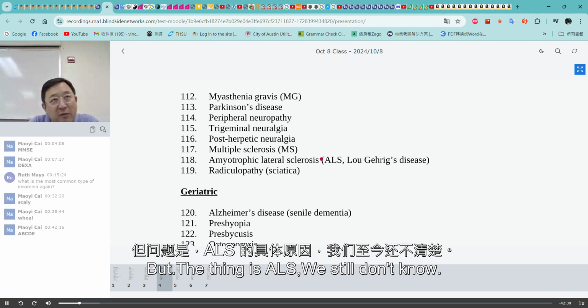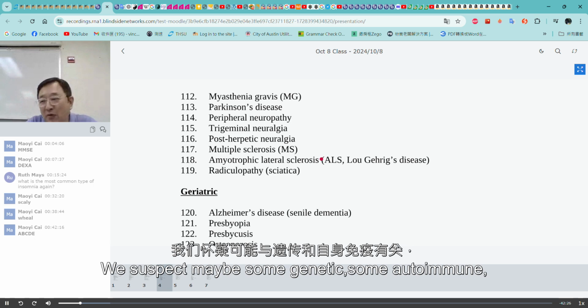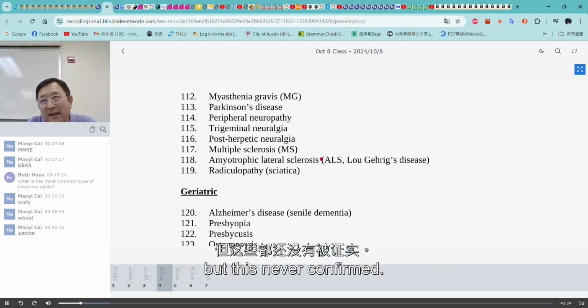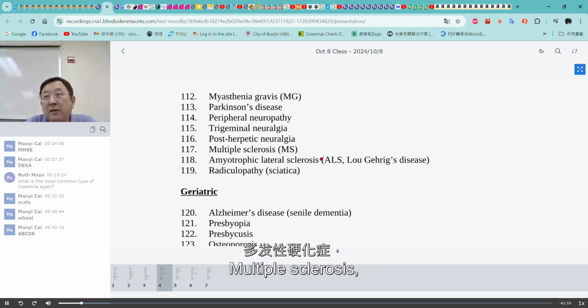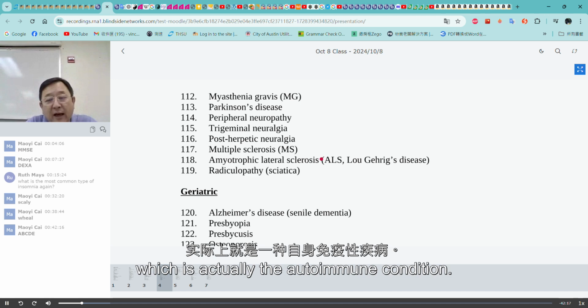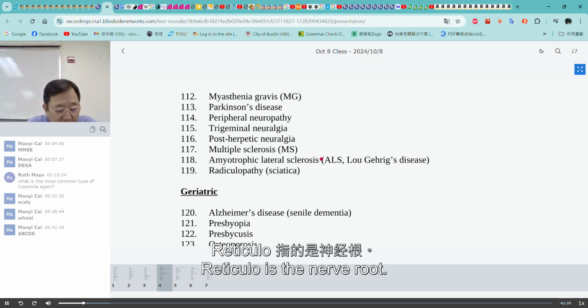But the thing is, with ALS, we still don't know what causes it. We suspect maybe some genetic, some autoimmune, but this was never confirmed. It's unlike MS, which is totally confirmed. Multiple sclerosis is actually the autoimmune condition. Okay, that's for sure.